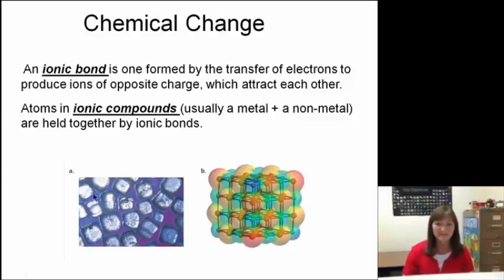So here's a picture of some ionic crystals here. And if you look, it's kind of deceiving. Let me grab my pen here.